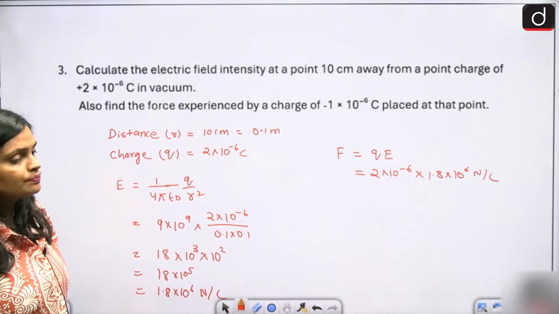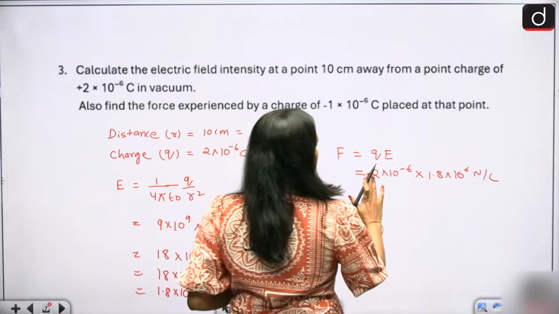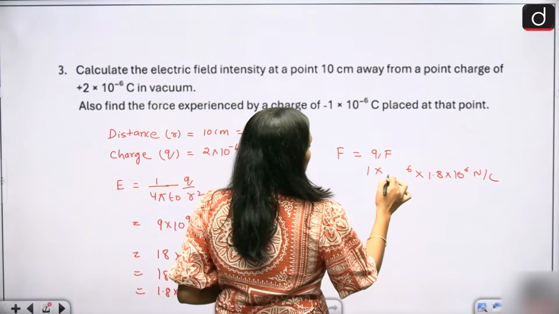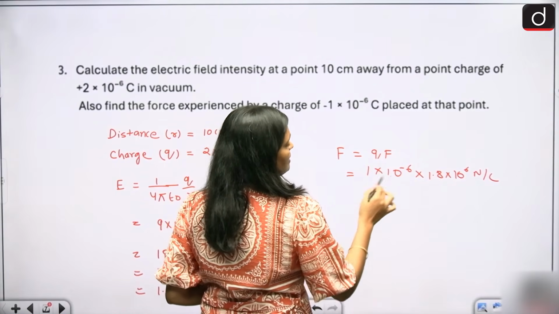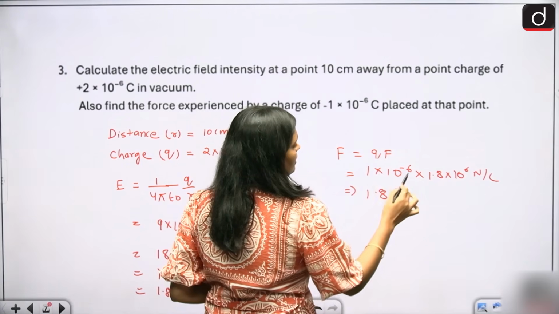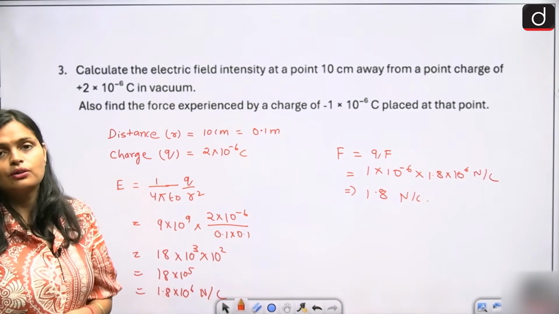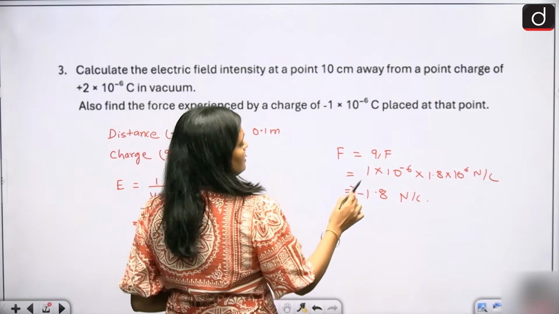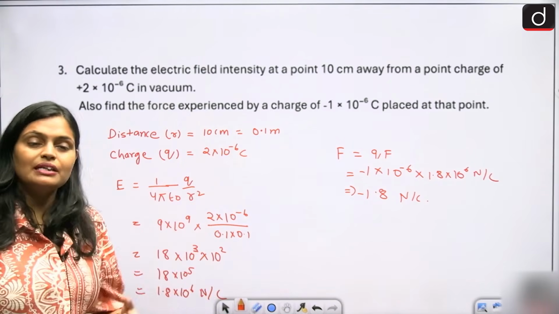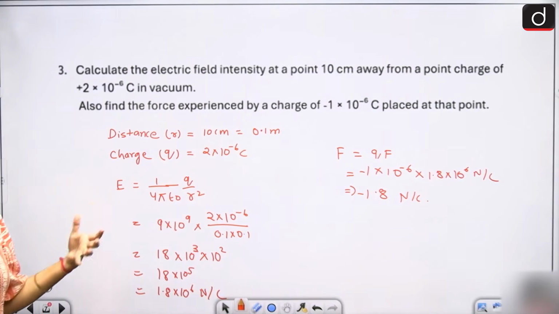Sorry, you have to take charge again, same 1 into 10 power minus 6, you have to calculate the charge, right? And then same value you will get, 1.8, because this cancels, so 1.8 is the answer. All right, it is minus, which means towards, so it is attractive, right? So this is how you have to calculate the force.